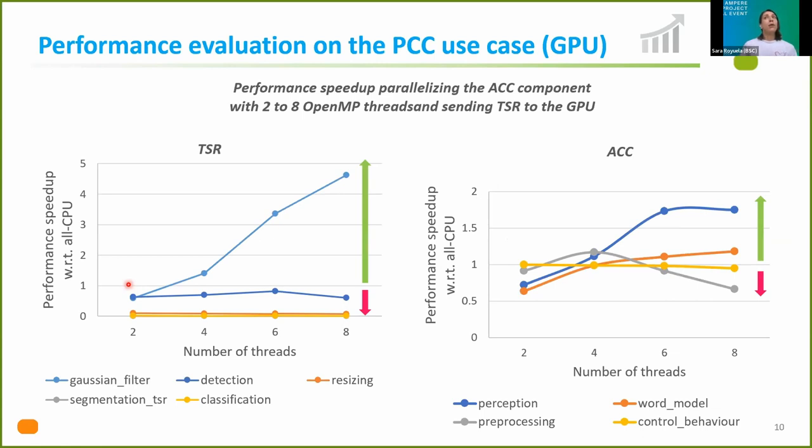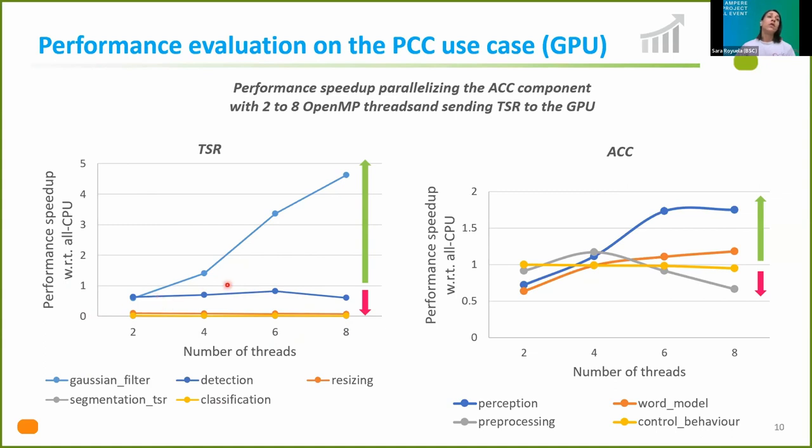So what we did later is to exploit the GPU as well. In the BSC use case, the TSR component has specializations for the GPU. What you are seeing here is the speedup with respect to the CPU in the TSR component and with respect to the CPU in the ACC component. In the TSR, which is the one that we are offloading to the GPU, we are not getting performance gains in most of the runnables, most of the MLTI tasks. This is because offloading to the GPU in these tiny-grained components is not suitable, even though the computation in the GPU is faster.